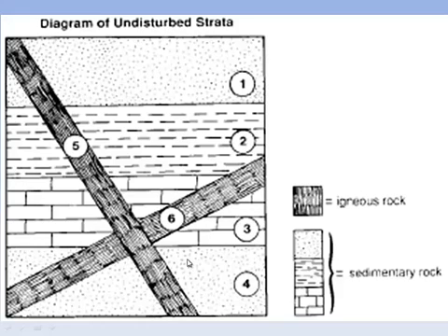5 cuts across 4, 3, 6, 2, and 1. So 5 has to be the youngest thing in this diagram. Everything else had to be there before 5 could cut across it. So if I asked you what's the oldest layer of rock, you'd say, oh, it's number 4. If I asked you what's the youngest, you'd be tempted to point to number 1 because it's at the top of the pile. But actually 5 is the youngest feature here because it cuts across all the other things.